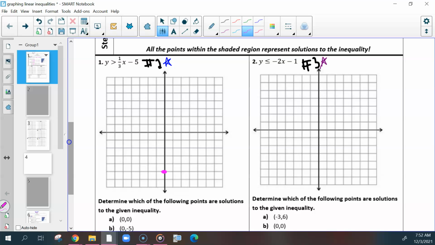And then your slope is a positive 1/3. Remember, when we graph slope and it's positive, we can go up and to the right or down and to the left, but we have to go up or down first. So I can go up 1 to the right 3 and do that as many times as possible. And then go down 1 to the left 3 as many times as possible.